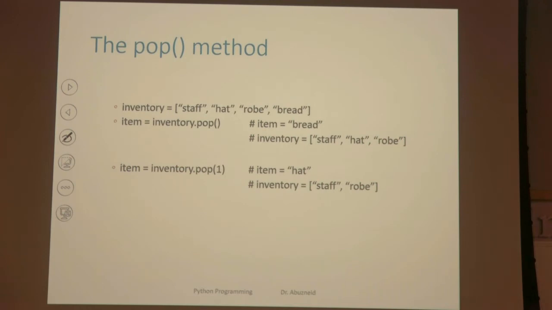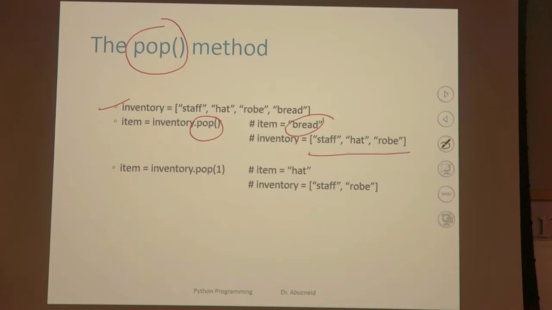Okay, the pop method will remove an item from the list, but randomly, not in order, okay? So for example, that's the inventory, and now I will pop once. It's going to remove an item randomly. This time it removed bread. As you see, bread was removed.